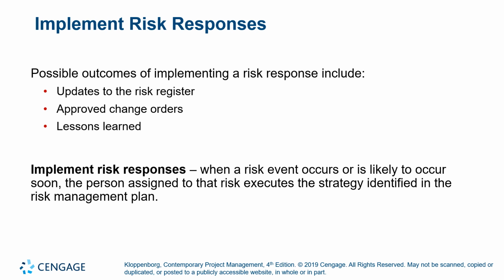The possible outcomes of implementing risk response include updates to the risk register. You have to approve change orders and lessons learned. So when we implement risk responses, when a risk event occurs or is likely to occur soon, the person assigned to the risk executes the strategy identified in the risk management plan.